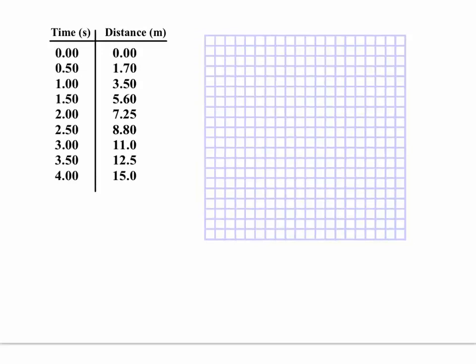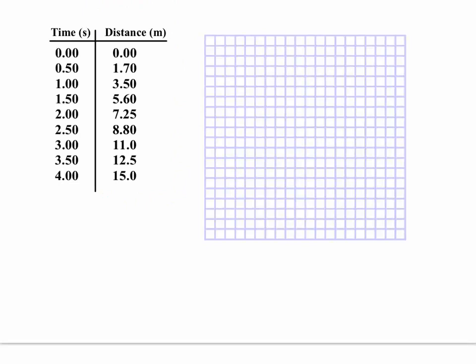Our first step here is going to be to label our axes. Now, if you look at the data table, the data is presented very nicely with column headings of time and distance, and then units of seconds and meters are included. With the data presented this way, just like in math class, that first variable, or that left-hand column, is going to be equivalent to what we're going to be plotting on the horizontal axis. And the stuff in the right-hand column is what's going to go on the vertical axis.